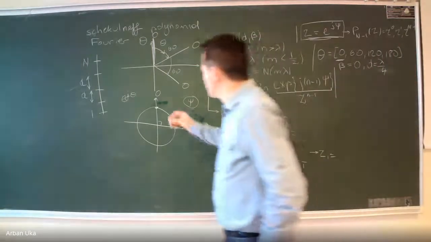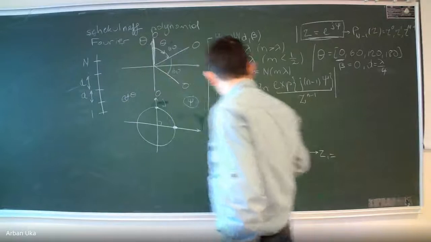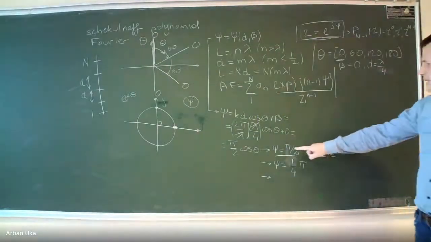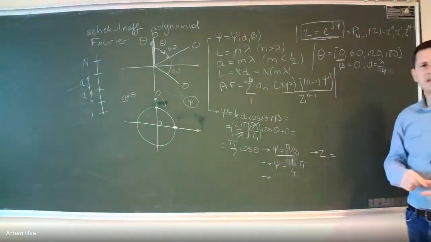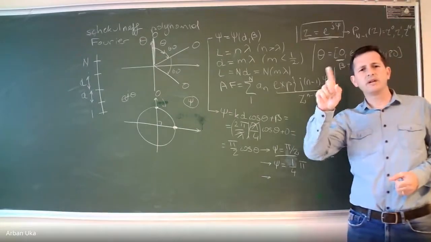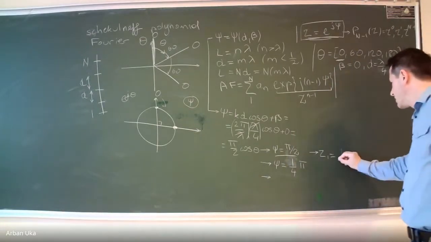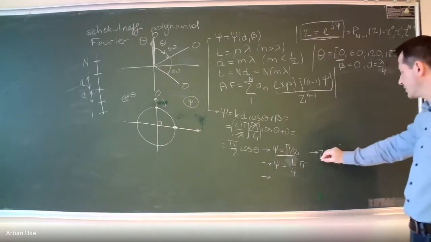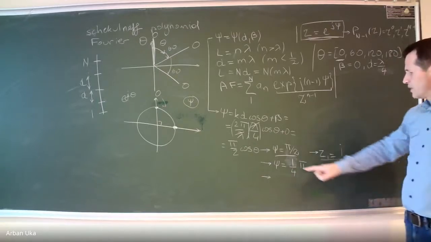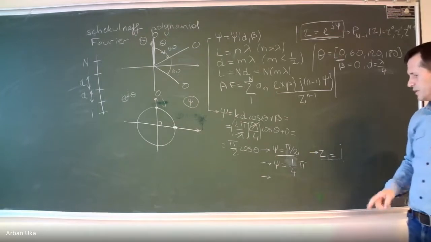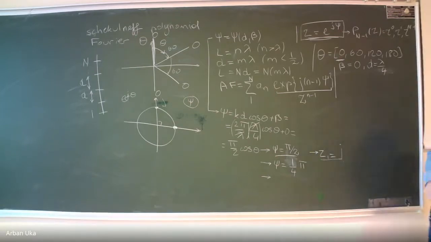Here, this is the j, which means that if psi is equal to pi over 2, that means that in the complex plane we are rotated by an angle of 90 degrees. So z1 is equal to j. Okay, so this is what we care for the moment. Z1 is j.